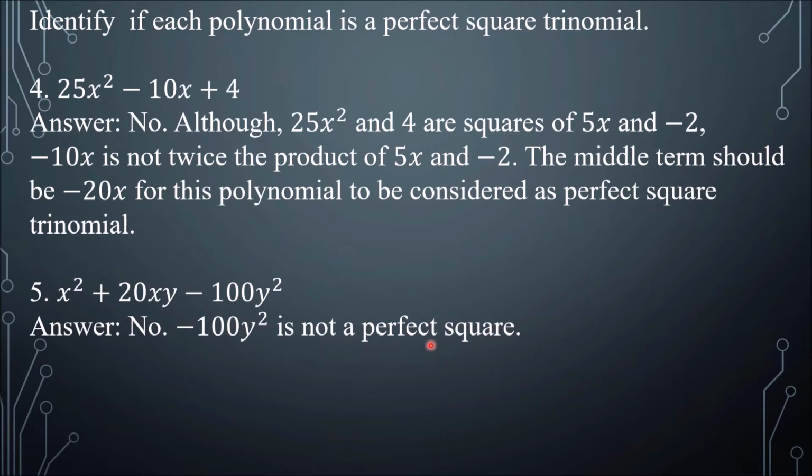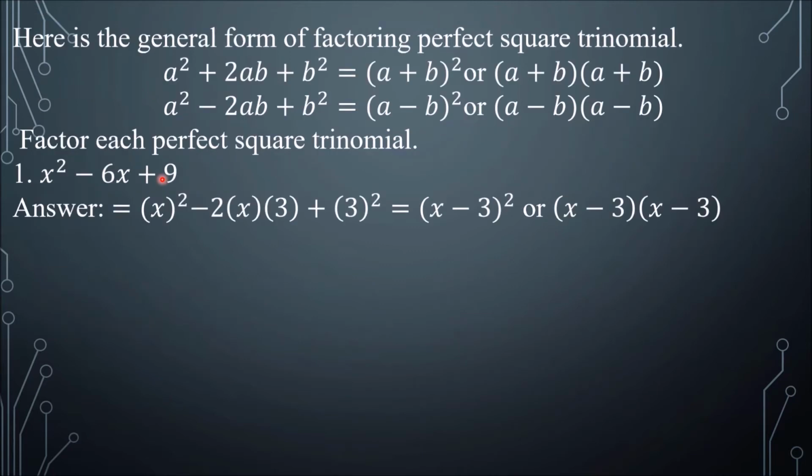It should be positive. So here is the general form of factoring perfect square trinomial. So a squared plus 2ab plus b squared, that is (a plus b) squared, or (a plus b) times (a plus b).